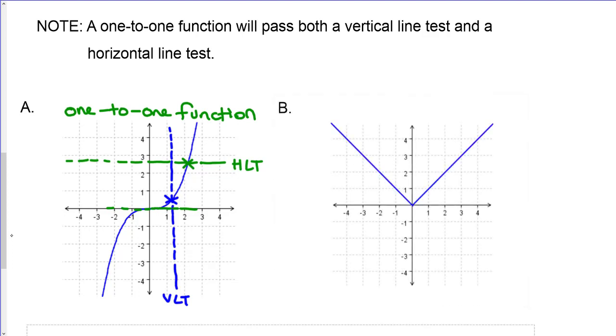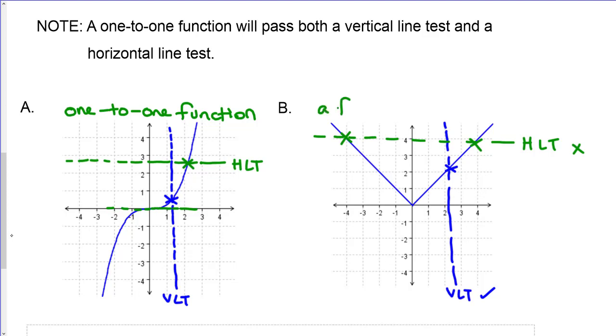Let's look at this example. This will pass a vertical line test, because there's no vertical line that I can draw that will touch the graph in more than one spot. However, there's a whole bunch of horizontal lines that I can draw so that it will fail the horizontal line test. So it passes the vertical line test, fails the horizontal line test. So this is a function but not a one-to-one function.